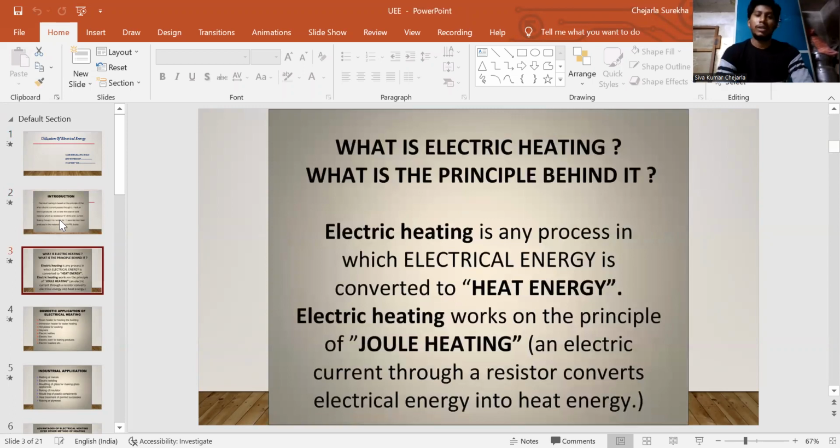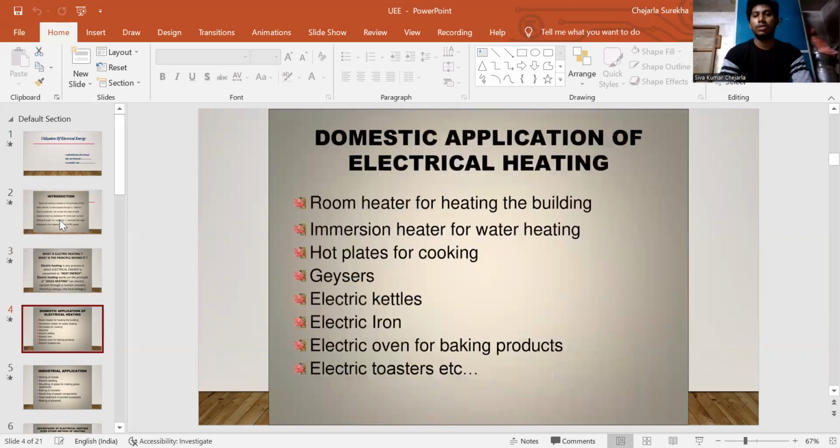What is electrical heating and what is the principle behind it? Electrical heating is the process by which electrical energy is converted into heat energy. Electrical heating works on the principle of Joule heating. An electric current through a resistor converts the electrical energy into heat energy.